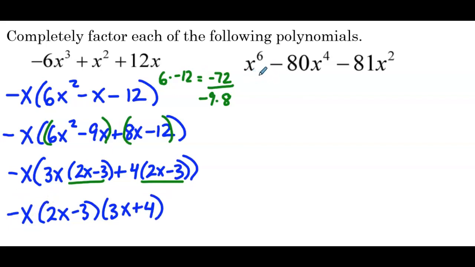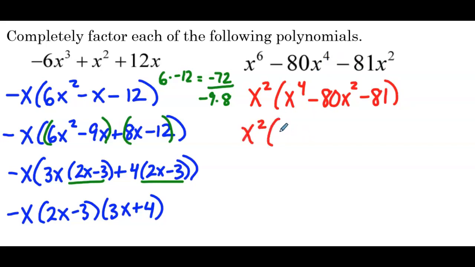Last question, x to the 6th minus 80x to the 4th minus 81x squared. So the greatest common factor is x squared. That leaves us with x to the 4th minus 80x squared minus 81. So we factored a trinomial similar to this earlier in the video. So 1 times negative 81 is negative 81. So we can go directly to our factors. So instead of x and x, we use x squared and x squared, so that when we multiply, we get x to the 4th. And let's see. So factors of negative 81 that add to negative 80. So that would be negative 81 and plus 1.